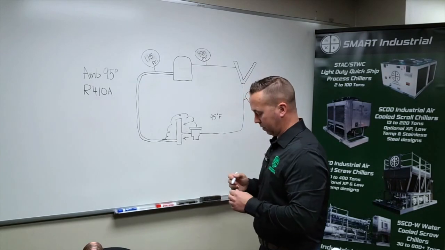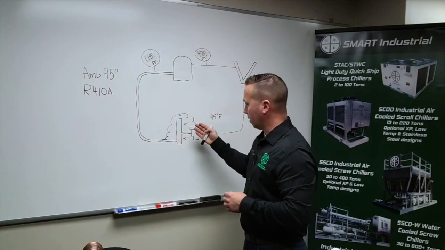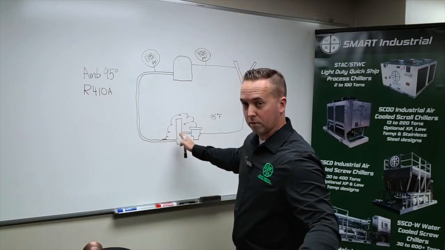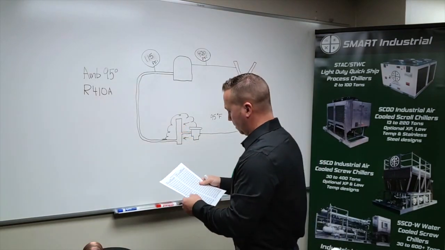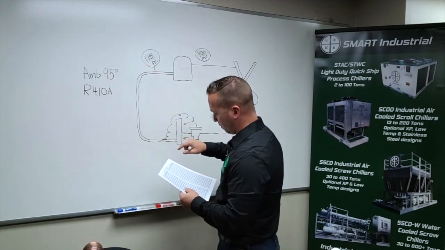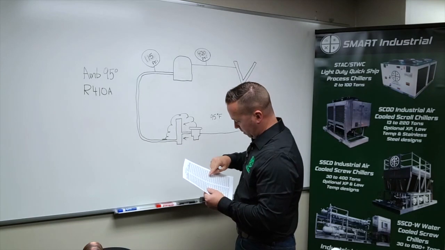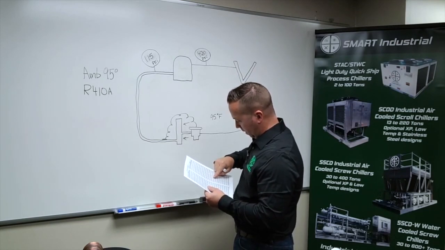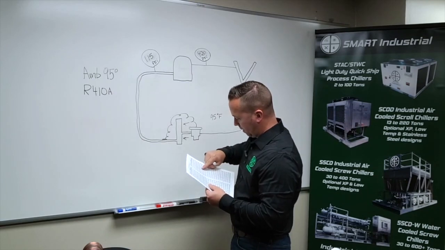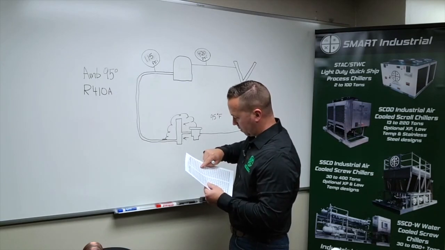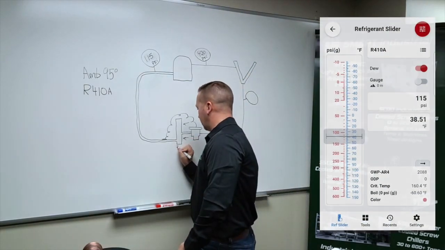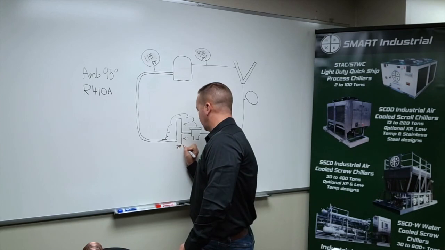At 95 degrees Fahrenheit, this air is crossing over this evaporator, which we have lowered the pressure and temperature of down to approximately 115 psi. At 115 psi on our PT chart, our refrigerant is 39 degrees. So we can say that our evaporator coil is 39 degrees Fahrenheit.